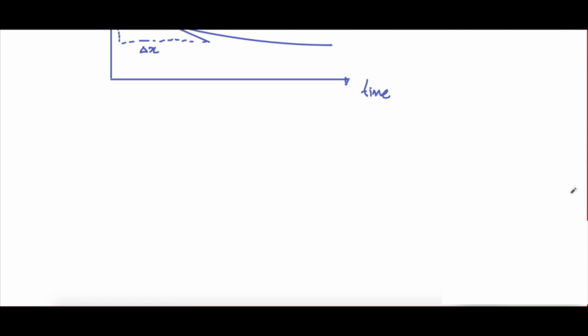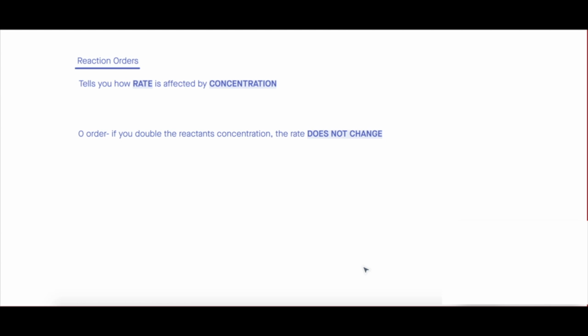So moving on now, we're going to talk about reaction orders. What a reaction order tells you is how rate is affected by concentration. You can have different orders of a reaction. The lowest order you can have is a zero order reaction. In a zero order reaction, if you double the reactant's concentration, the rate does not change. Whatever you do to the concentration, if you double, triple, quadruple it, the rate of the reaction doesn't change at all. So a zero order reaction is not affected by the concentration of the reactants.